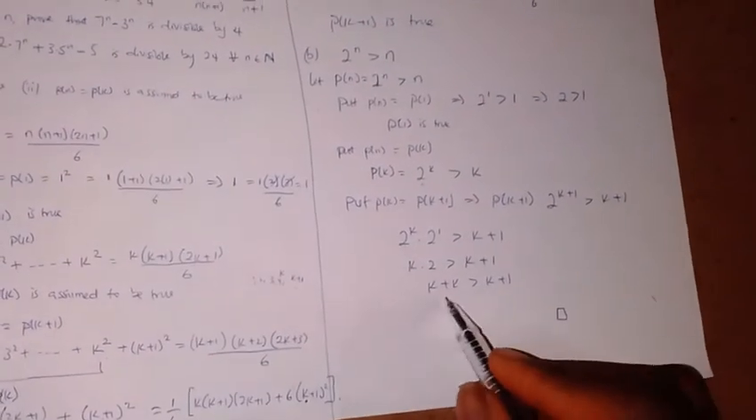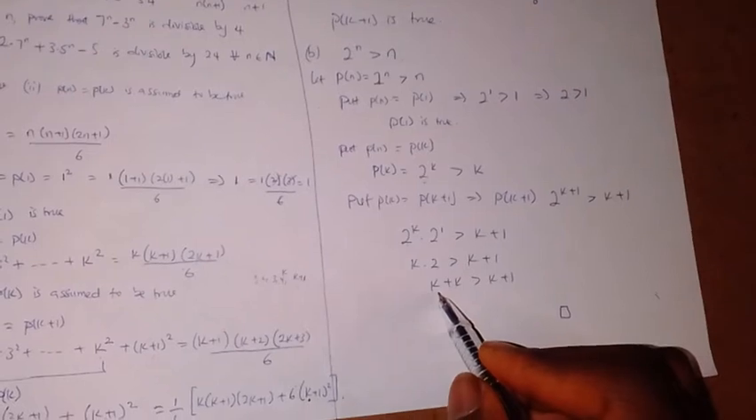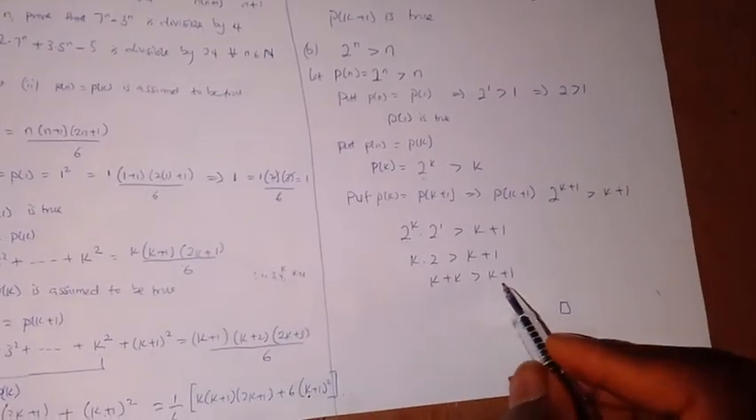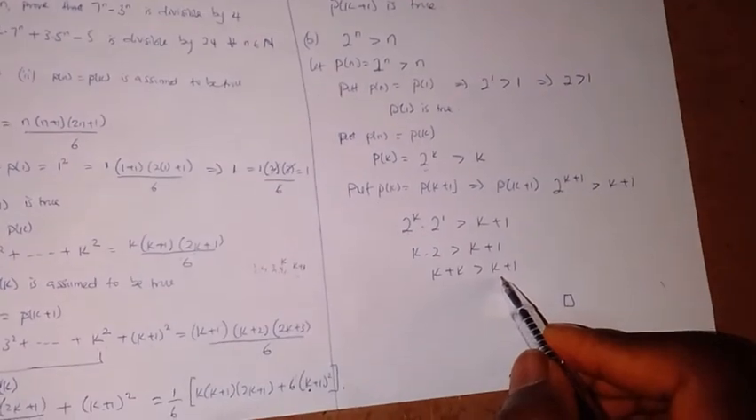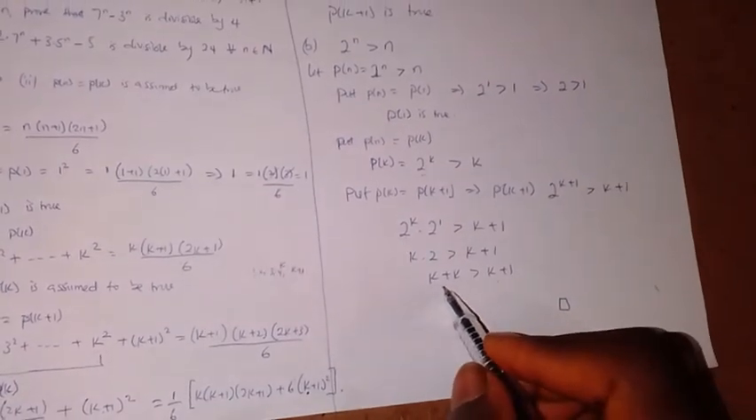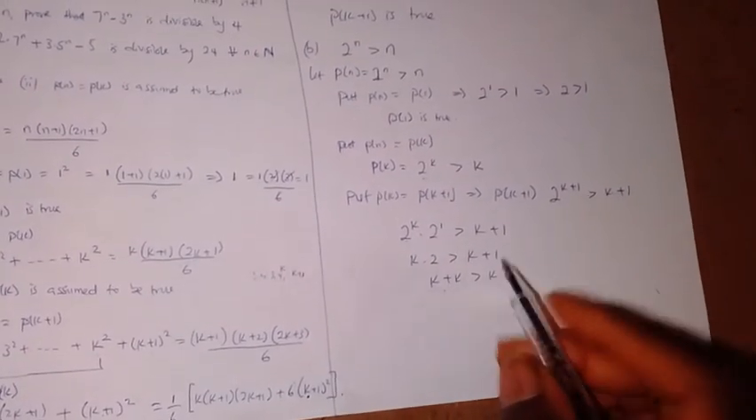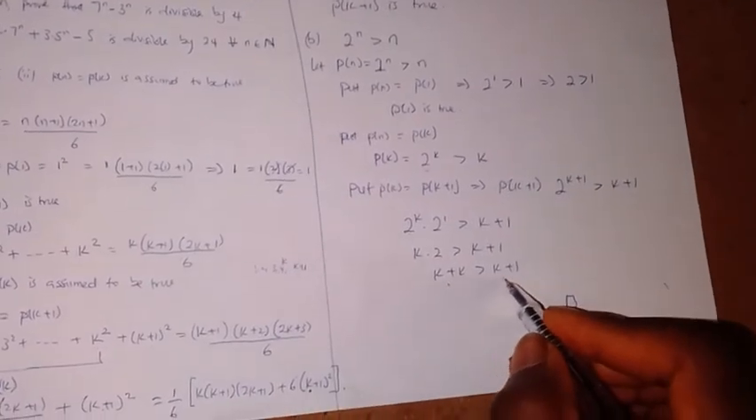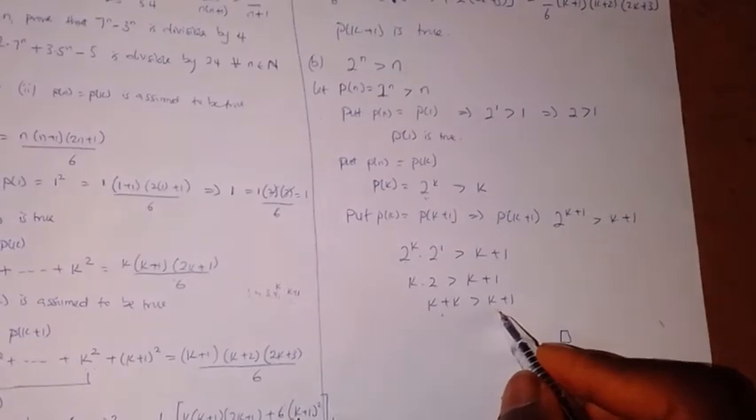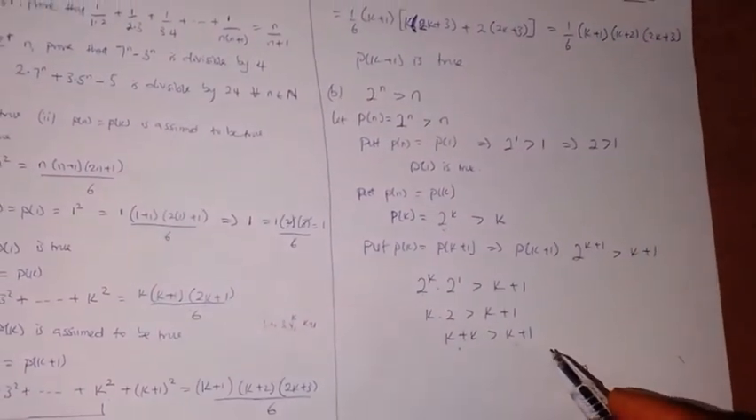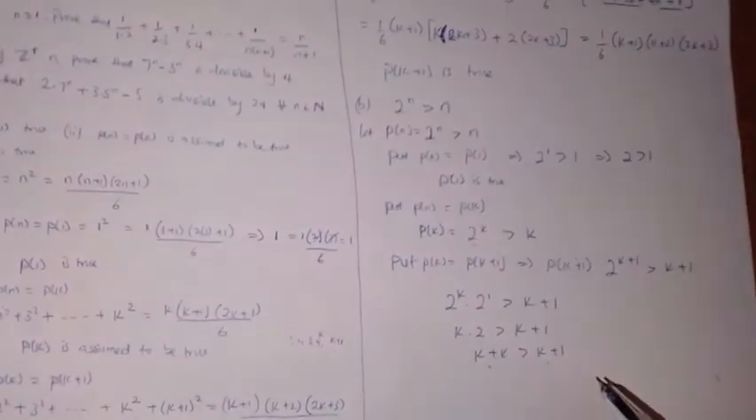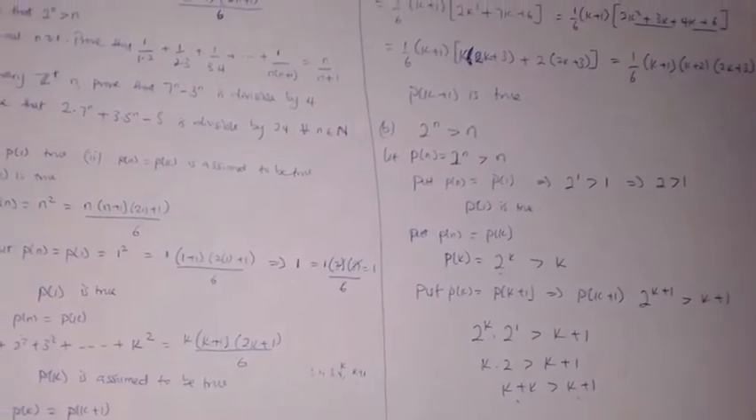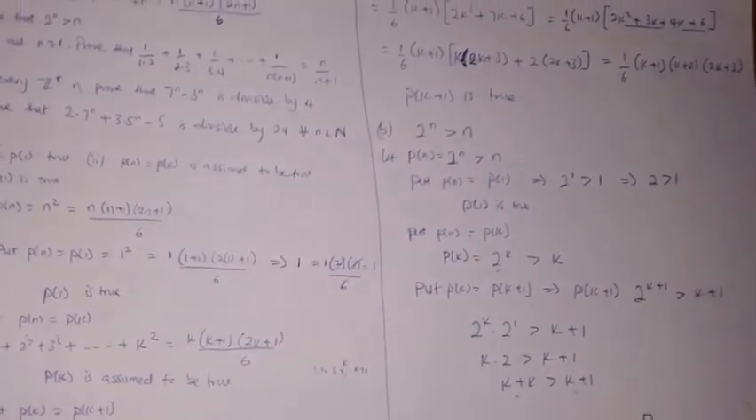Now, how do we prove that this is greater than k plus 1? If I put 1 here, I will have 2, and I will have 2 here also. If I put 2 here, I'm going to have 4, and I will have 3 here. If I put 3 here, I'm going to have 6, and I'm going to have 4 here. So, it means that my k plus k is actually greater than my k plus 1 in this question. Now, that's for question B. For question C, follow the way I did question A. Solve it and get your answer.